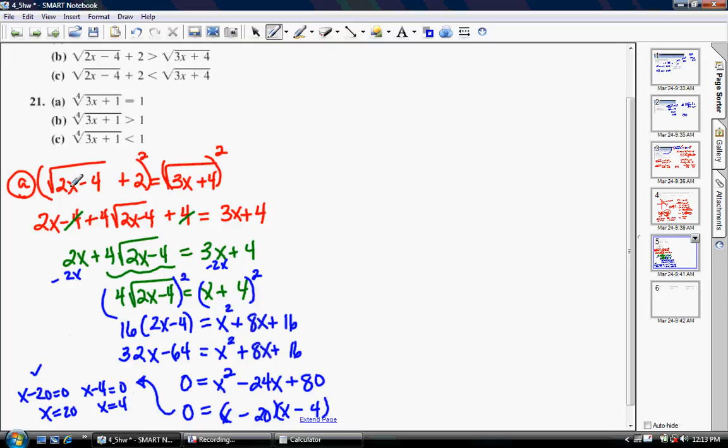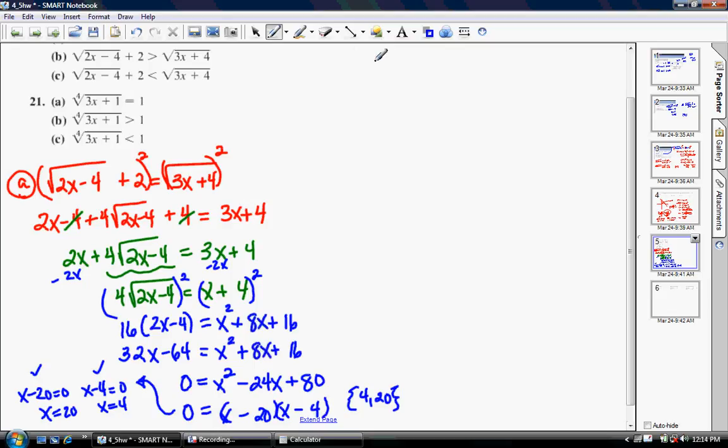If we plug in 4, 2 times 4 is 8. 8 minus 4 is 4. The square root of 4 is 2, and 2 plus 2 is 4. Now if we plug 4 in on the right, 3 times 4 is 12, plus 4 is 16. The square root of 16 is 4, so we get 4 equals 4, so that checks as well. So our possible solutions both check, and 4 and 20 are the solution set.